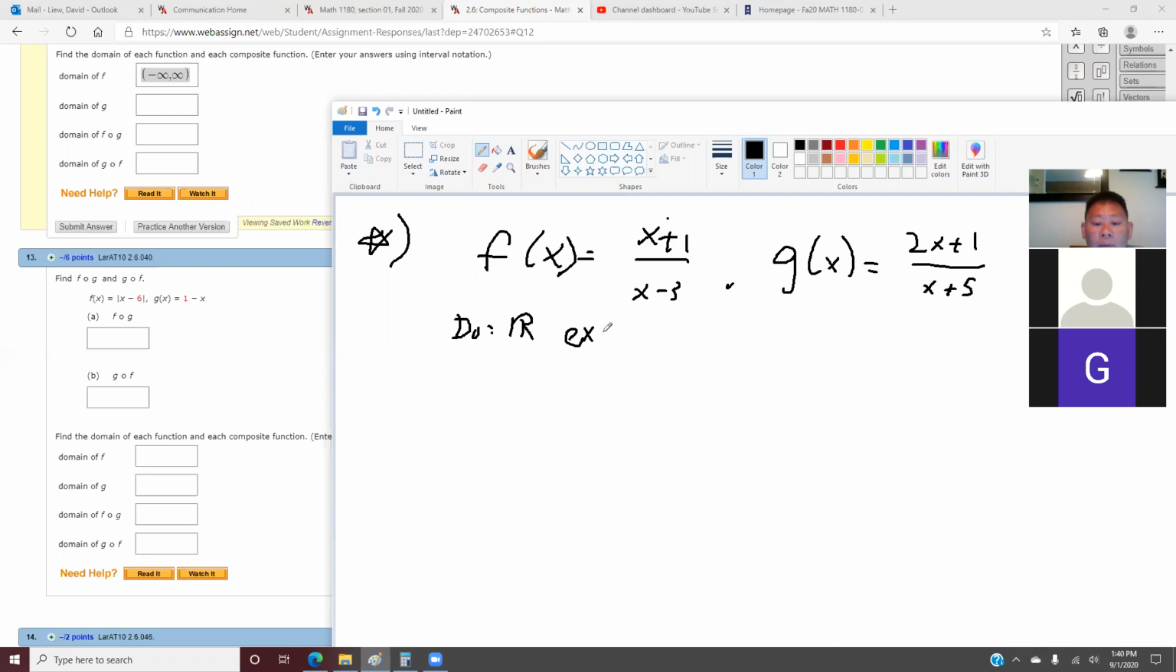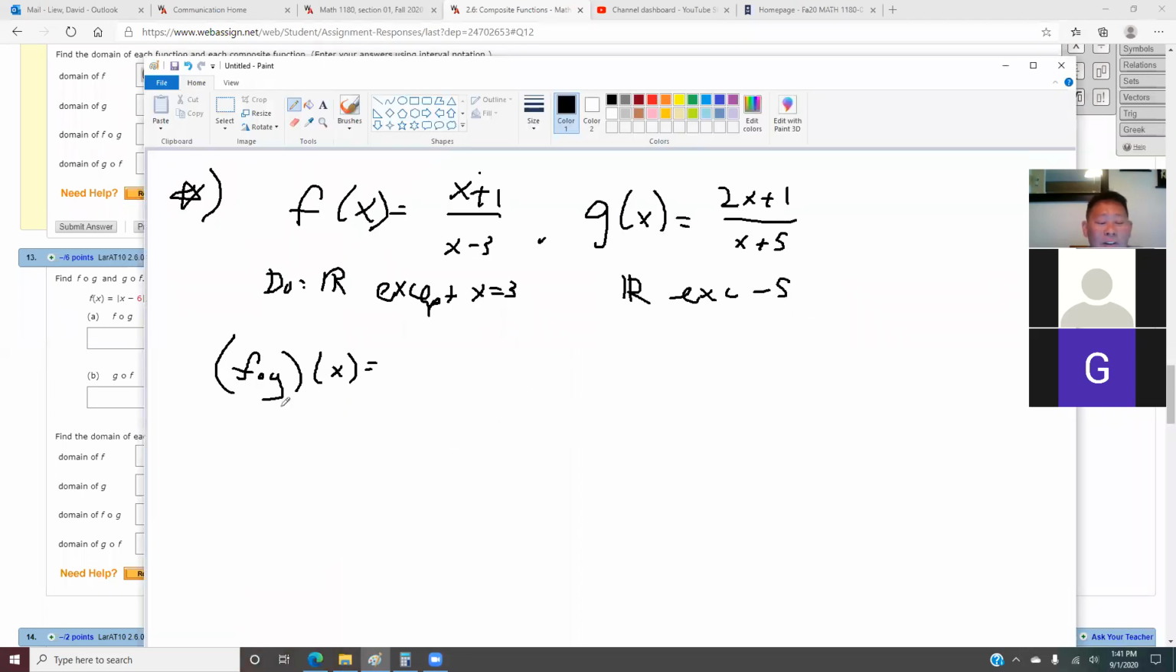For f of x, that would be 3, right? Yep, you are correct, except x equals 3. And that's a problem here because of this. And g of x is the same thing, right? All real numbers except for what? Negative 5. Yep. So not all real numbers anymore. So when you find what f∘g is, do you know how to do this? Composition, yeah.